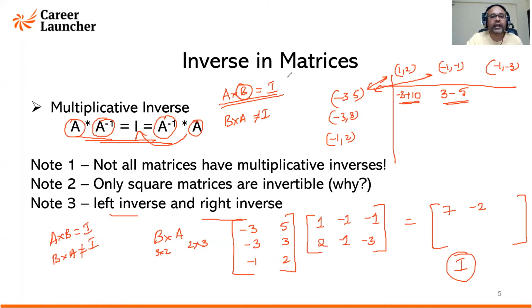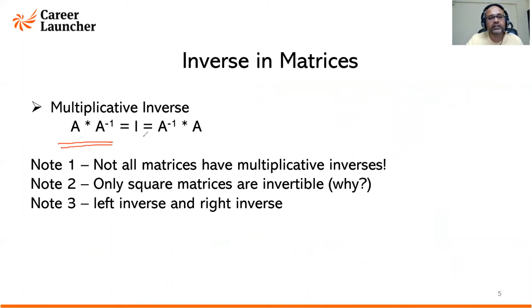So when we talk about identity, we don't deal with such a thing. We talk about the basic condition that A into A inverse or A inverse into A should be the same answer. That is identity. Okay, that is what we call identity.